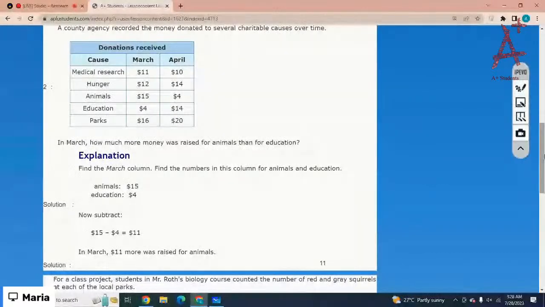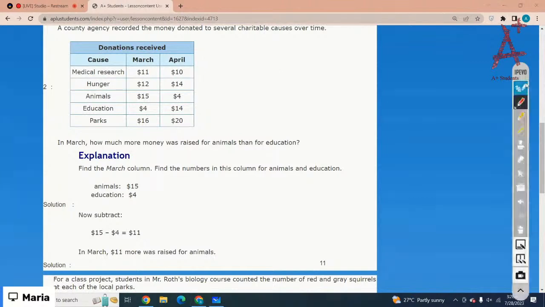Now you have to look for the data for March only. So here is the column of March. You just have to look for the data in the column, right? For how much more money was raised for animals. Here is the data for the animals. Here is the line that keeps the record for the animals, and here is the one that keeps the data for the education.